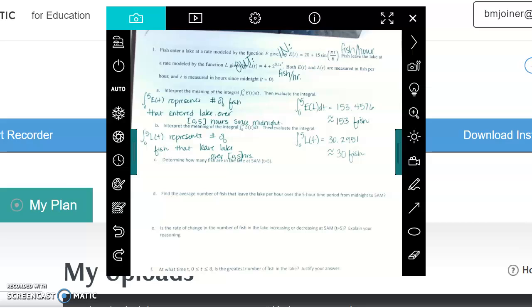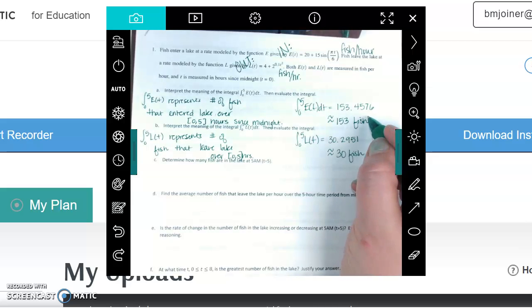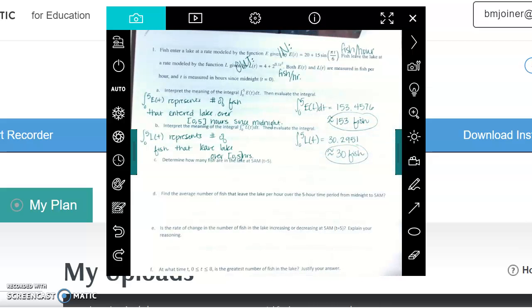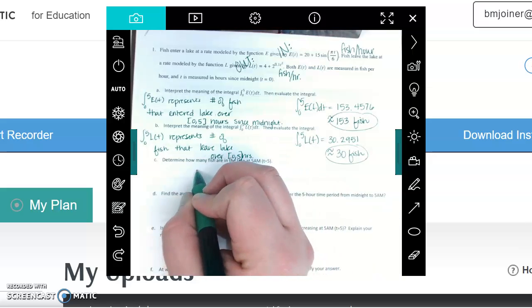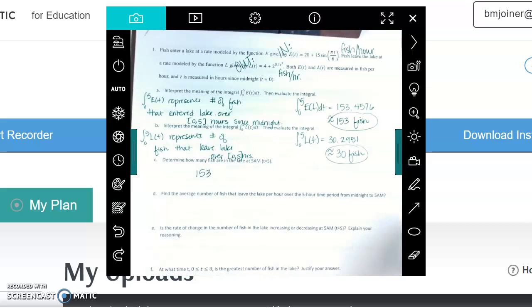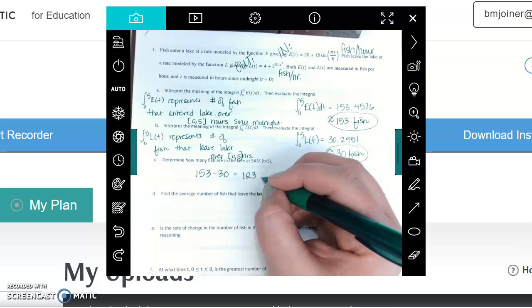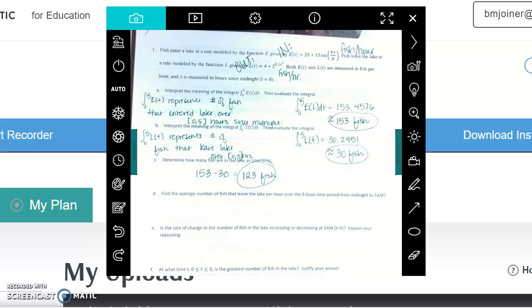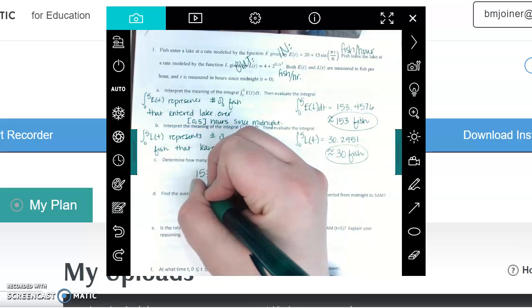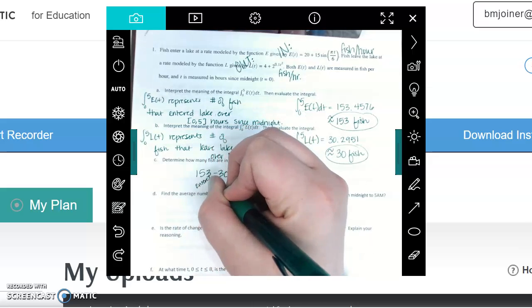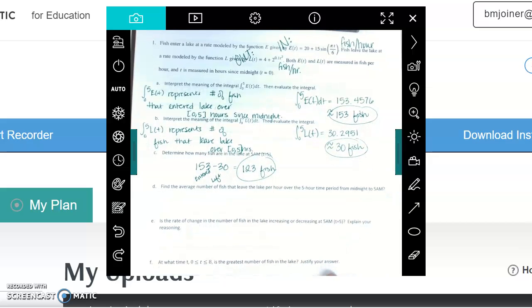Okay, next part, part C. Determine how many fish are in the lake. Okay, we'll have to take two things into account. How many fish have come in, how many fish have gone out. So I would basically take these two numbers and then do what? Subtract. So I'd have my 153 fish that came in minus my 30 fish that went out. How many fish would be left? 123 fish. Good. Because these are my fish that entered, these are my fish that left, and so I'd have 123 left.